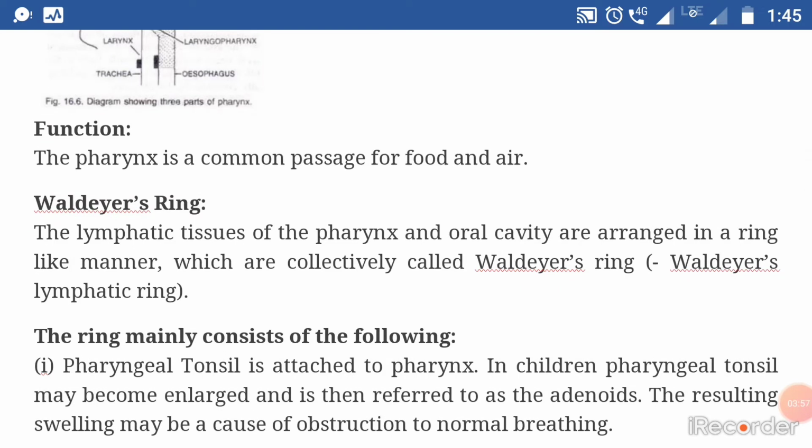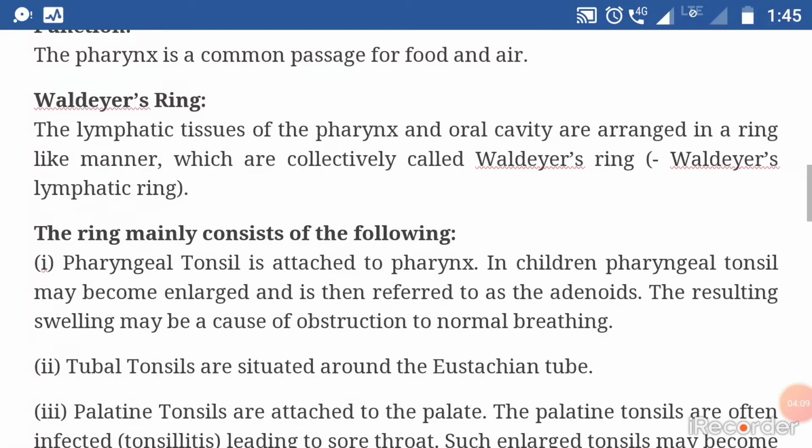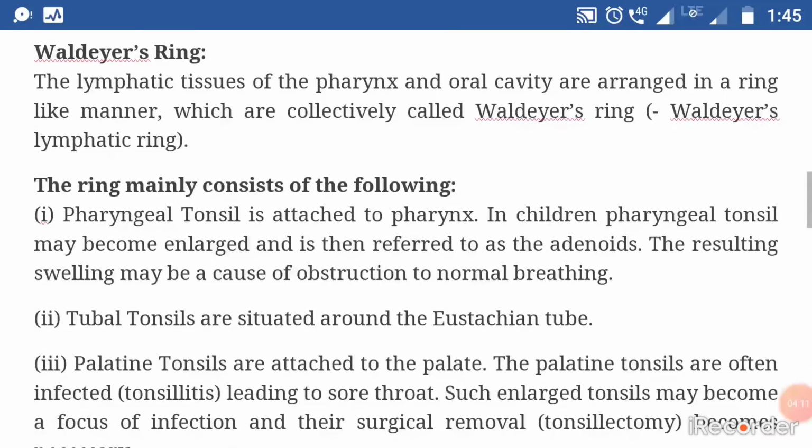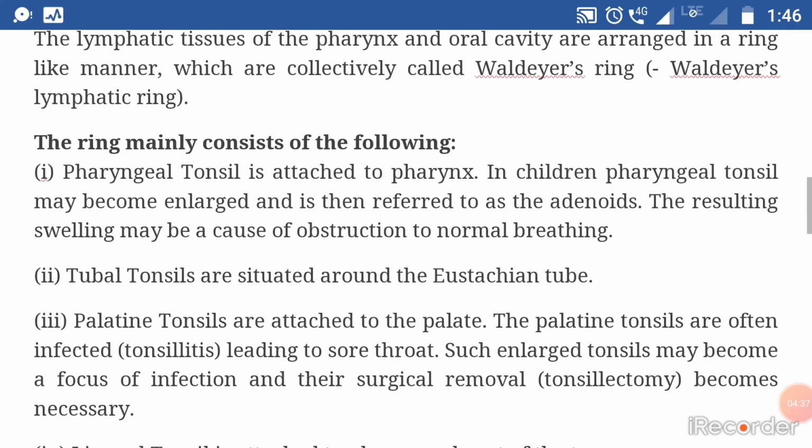Now the Waldeyer's ring. The lymphatic tissue of the pharynx and oral cavity is arranged in a ring-like manner, which is collectively called the Waldeyer's ring. The ring mainly consists of the following: the pharyngeal tonsil is attached to the pharynx. In children, the pharyngeal tonsil may become enlarged and is then referred to as the adenoids. The resulting swelling may be a cause of obstruction to normal breathing.